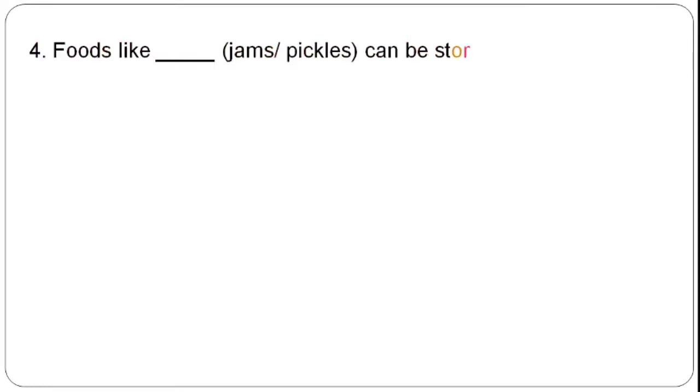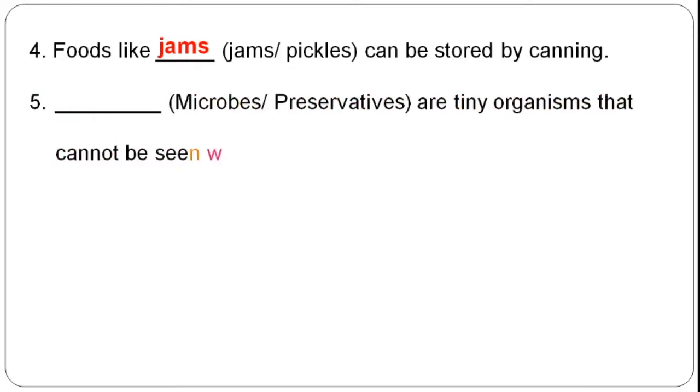Now, foods like blank, jams or pickles, can be stored by canning. Yes, jams can be stored by canning. Blank, microbes or preservatives, are tiny organisms that cannot be seen with our naked eye. They are microbes. We can't see microbes with our naked eye. We need microscopes to see them.